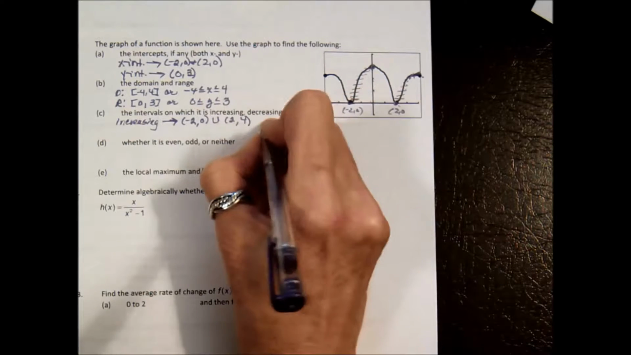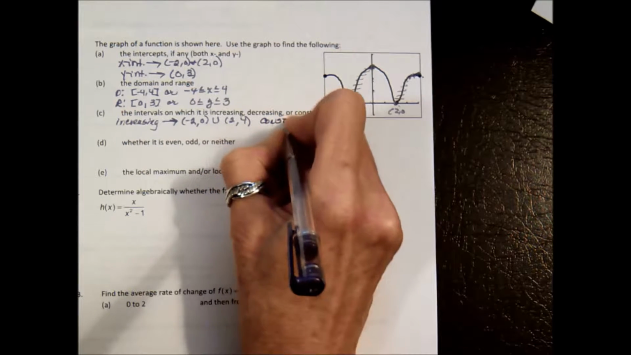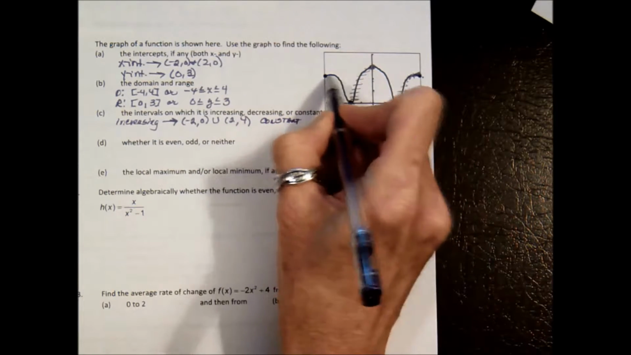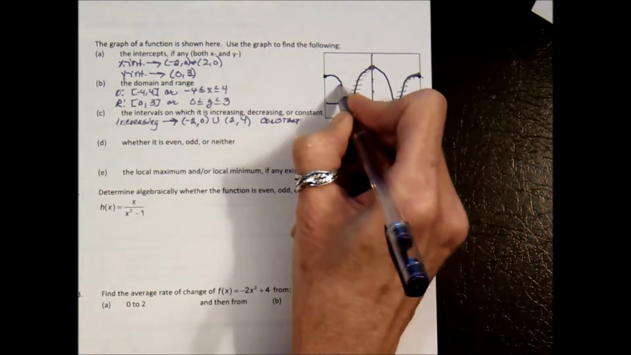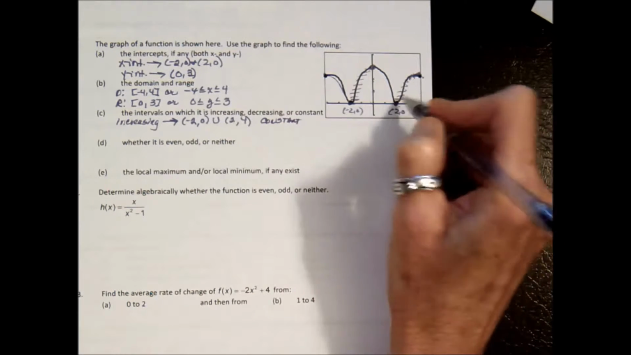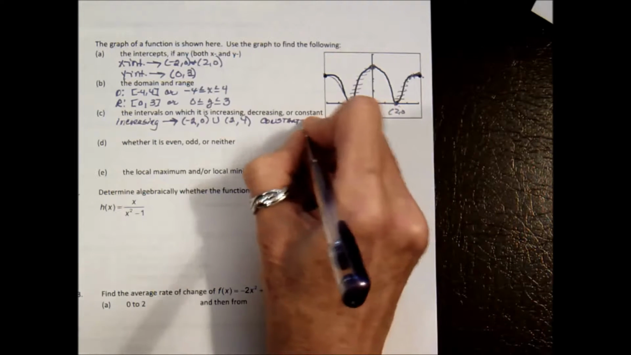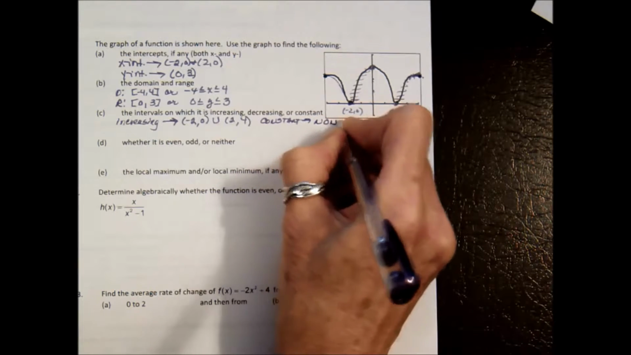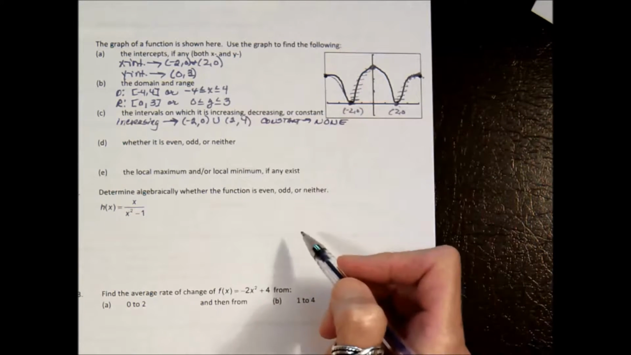And speaking of that, let's just look at where it's constant. And it may appear that it is constant here and here. It is not. It's actually increasing up to those points. So there is no constant part of our graph.